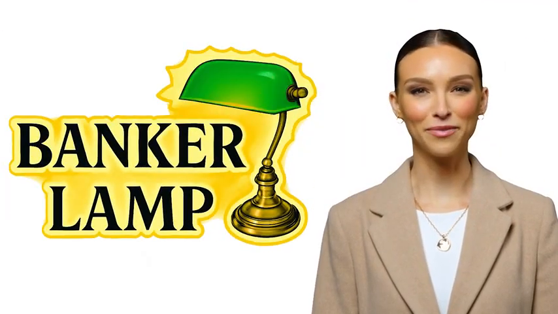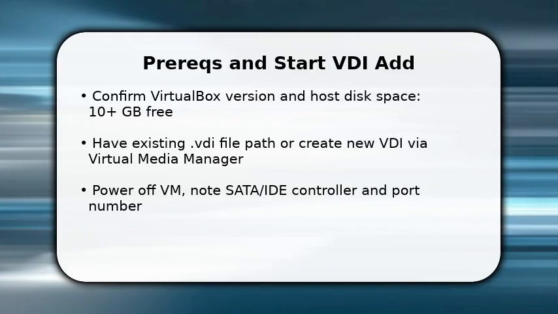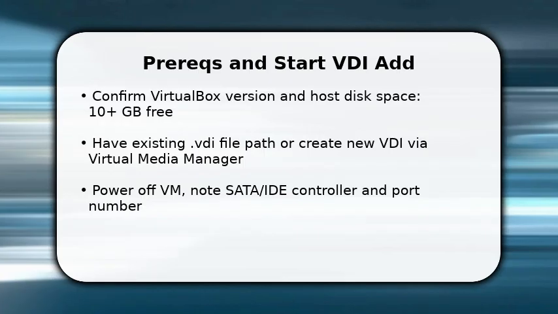Please enjoy the video. You begin by ensuring VirtualBox is up to date and the host has sufficient free space. This prevents mid-process failures. Next, open VirtualBox and select the target VM. Once selected, make sure the VM is powered off. This step is mandatory. Then open Settings, Storage to see the controller type and empty port.